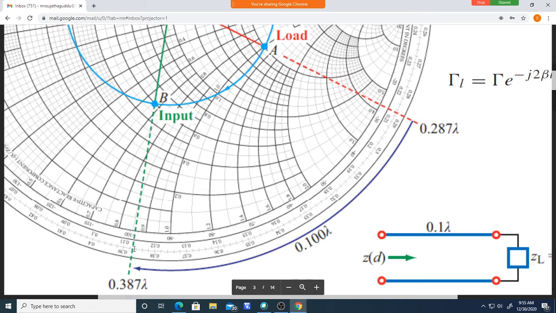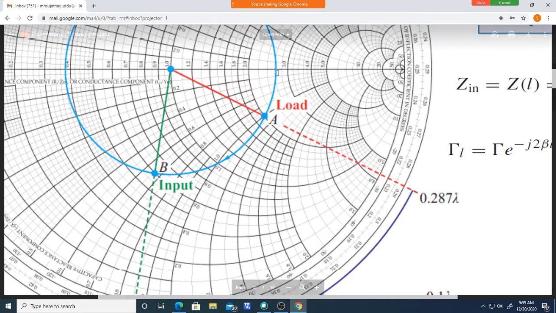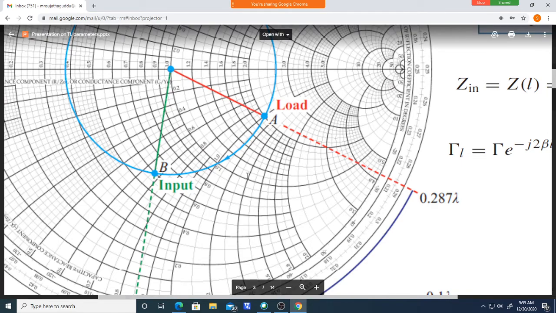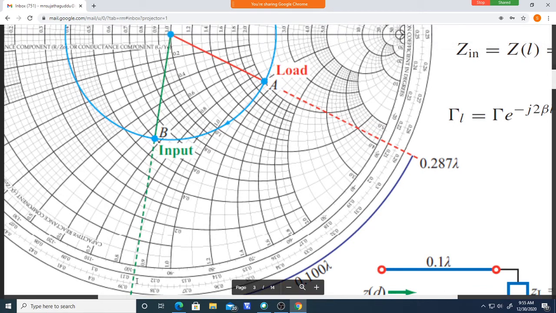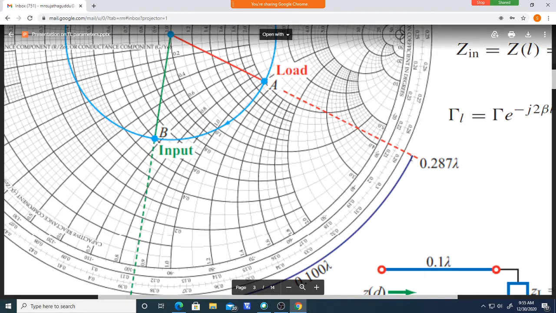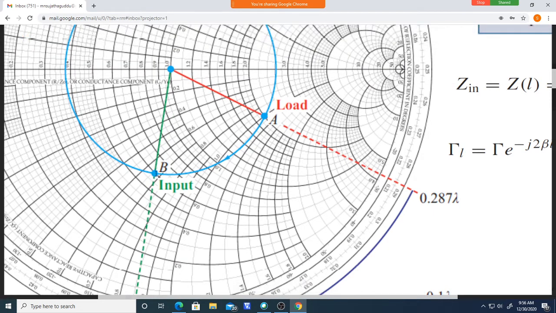Then from there you draw a line to intersect the VSWR circle. We already drew the VSWR circle, by taking the load as radius and drawing a circle. That is the VSWR circle. So you extend the load point, and from there you travel a distance of 0.1 lambda, approximately 10 divisions from here, and draw a line to the center of the Smith chart. It intersects the VSWR circle somewhere here.